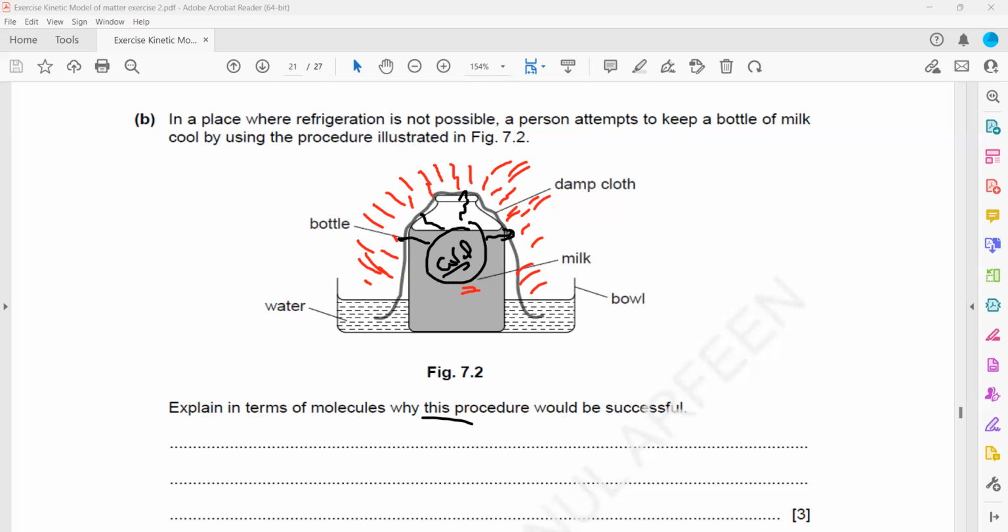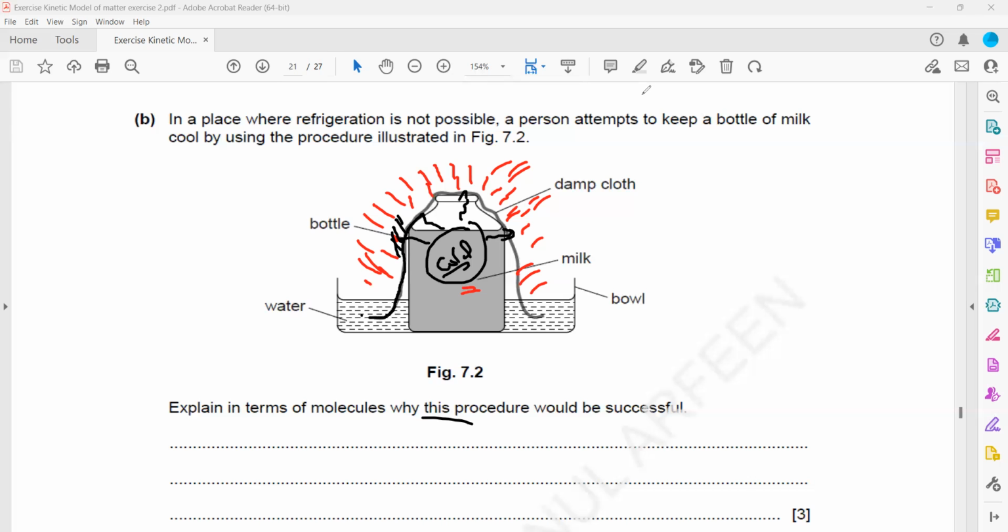And why is the third mark there? Why is it always placed in a bowl of water? So that when the water molecules escape, other molecules can enter the cloth, and it will be a continuous process. Otherwise, if you just place a damp cloth, when all of the water evaporates, there will be no evaporation, so the process will stop. To make this process continuous, we place it in a bowl of water.